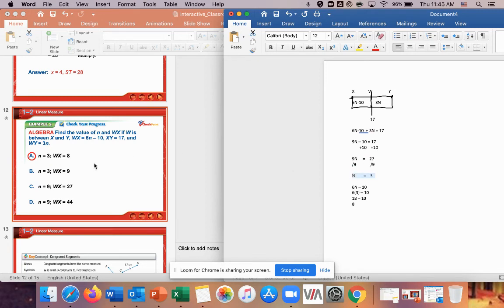So we know it's either A or B. We got 6n minus 10 because we have to solve for WX now. WX is 6n minus 10, but remember, we can just sub in the 3, so it's going to be 6 times 3 minus 10, and that's going to equal 18 minus 10, which is just going to equal 8.